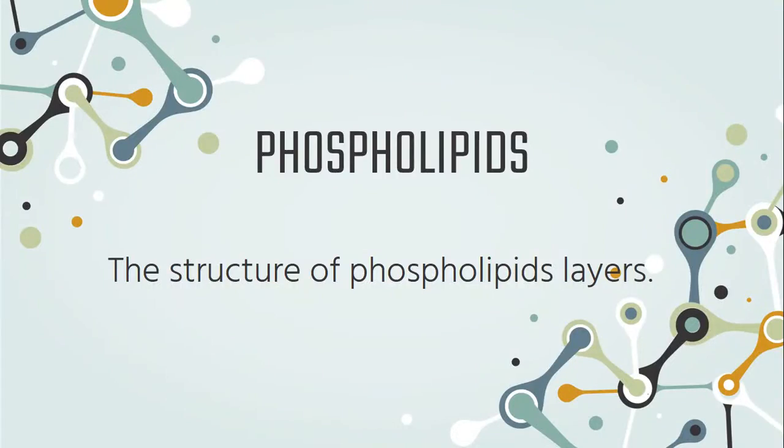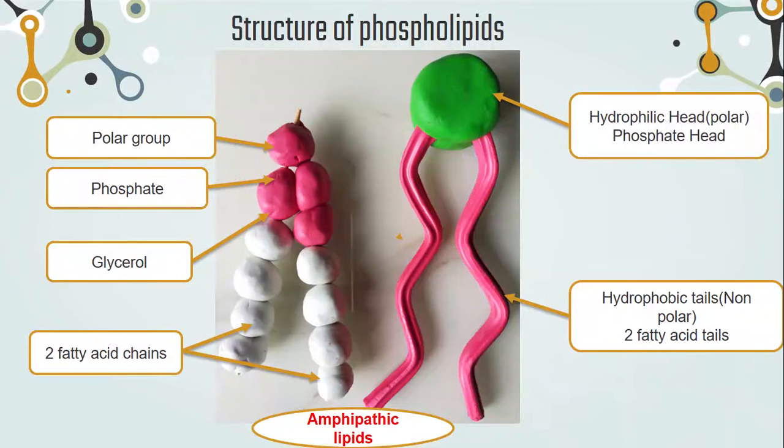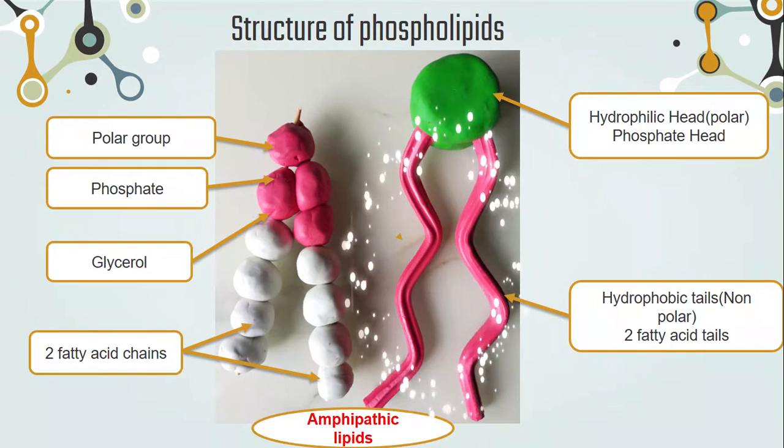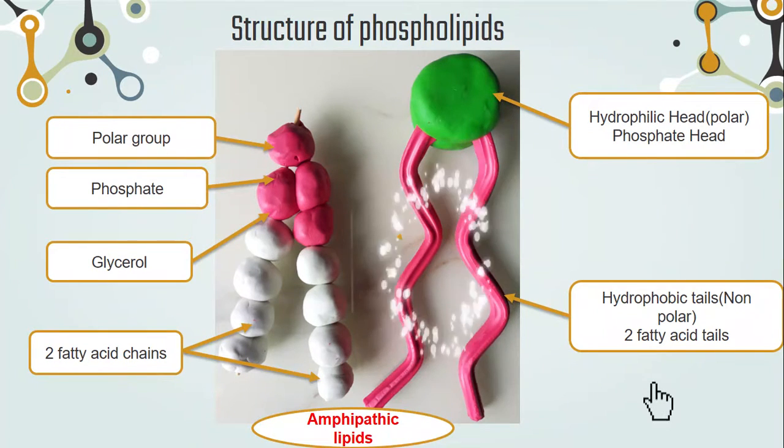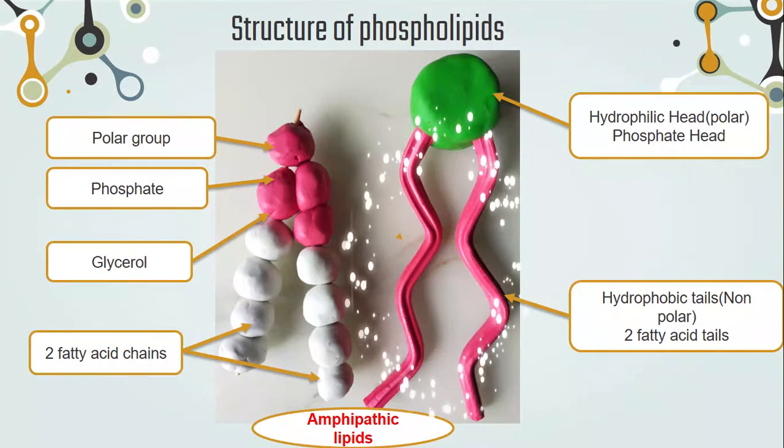The phospholipid structure layer. Firstly, the picture shows the hydrophilic head, that is polar. The head is the phosphate head. Then the red or slightly pink color is the hydrophobic tails, non-polar. That is two fatty acid tails.